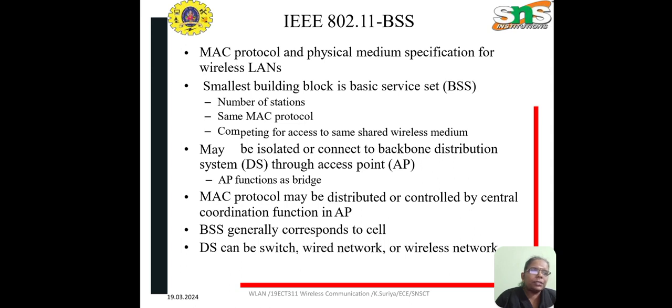It may be isolated or connected to the backbone distribution system through the access point. The access point acts as a bridge here for connection between the BSS and the distribution system. So the access point is very important here. MAC protocol may be distributed or controlled by the central coordination function in the access point. BSS generally corresponds to a cell. DS can be a switch, wired network or wireless network.